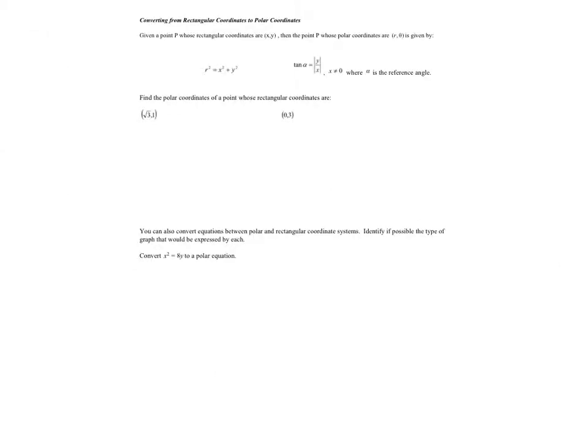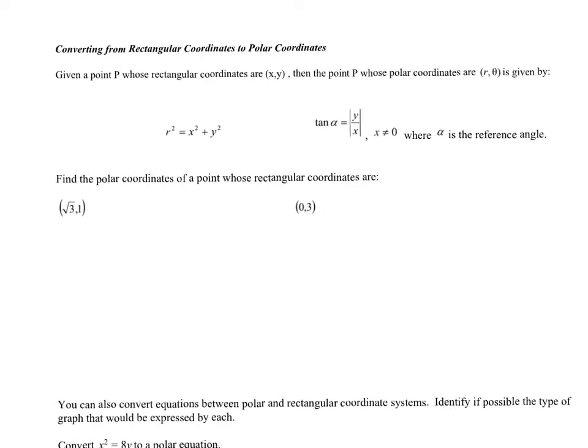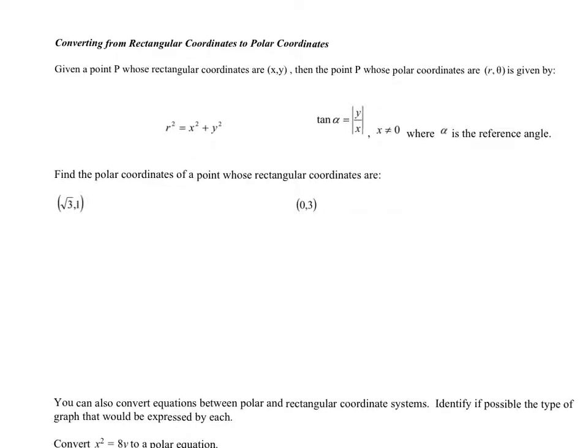So now we want to take a look at converting from rectangular coordinates to polar coordinates. So if you're given an x, y, to figure out its point with polar coordinates r, theta. The way we find r is given by the equation r squared equals x squared plus y squared. And this just comes directly from the Pythagorean theorem, where r is the hypotenuse. And the way we find our reference angle, you can actually change this alpha to theta, is tangent of theta equals the absolute value of y over x, and x cannot equal 0, and again, theta is a reference angle.